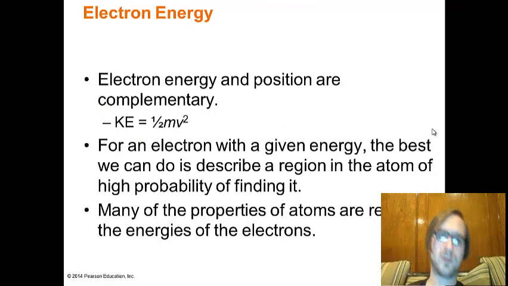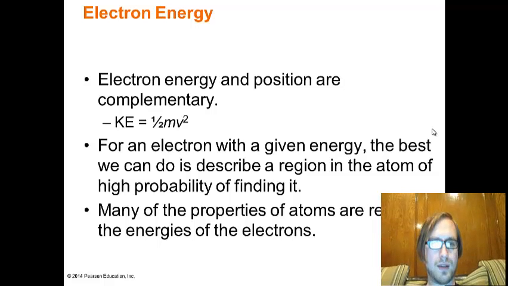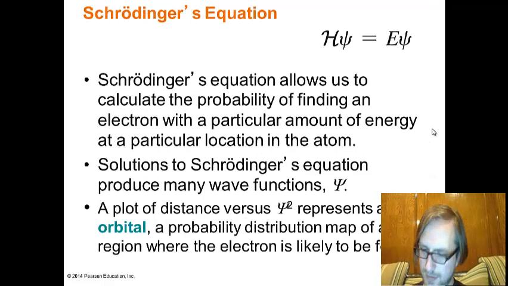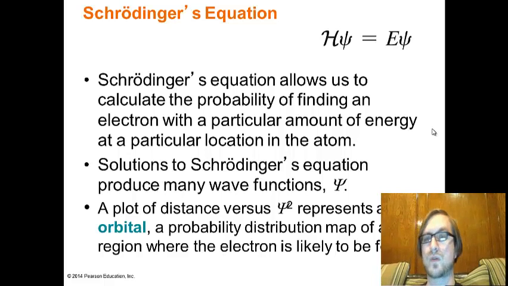This kinetic energy formula is familiar to you. For an electron with a given energy, the best way to describe a region in the atom is a high probability of finding it. And so many things are related to energy. Now, it's beyond the scope of this course.